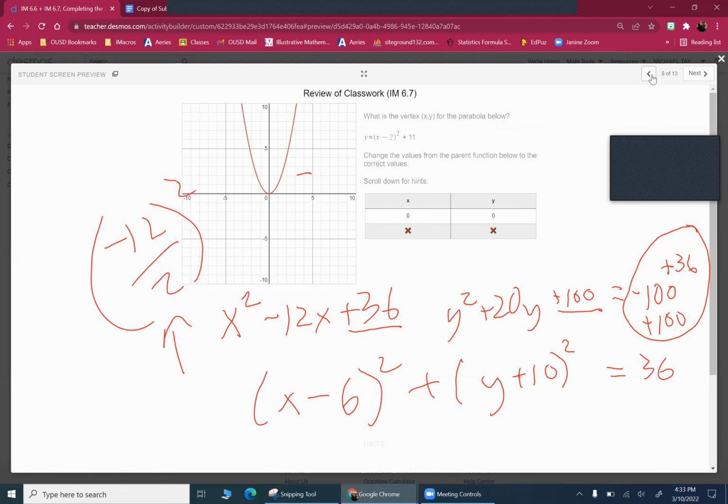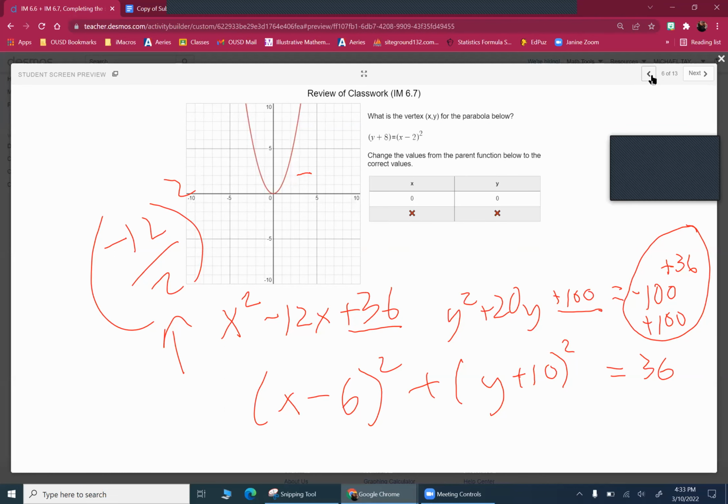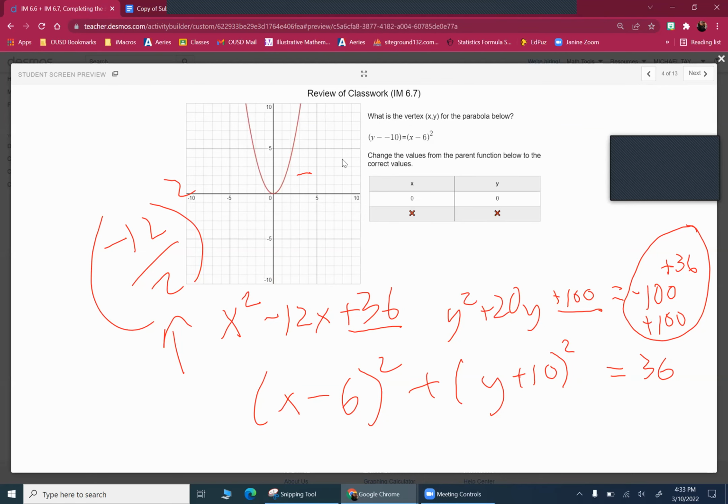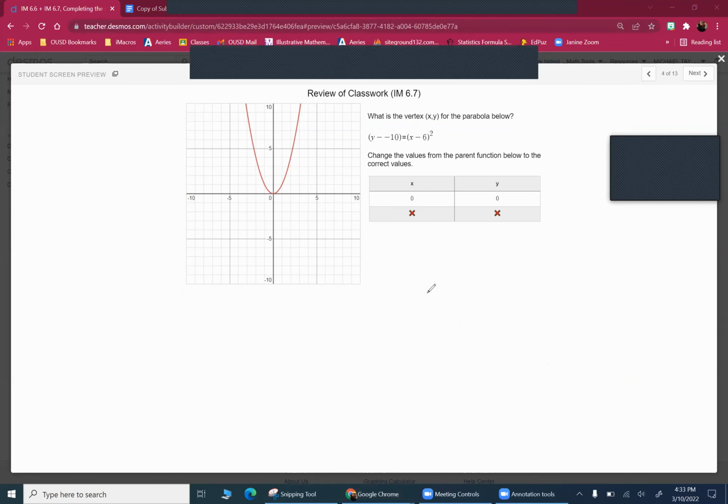Okay. So let's go back and talk about how this works with parabolas. It's kind of the same idea. And back on slide 4. Okay. So this is just a different shape. Let me clear out my annotations. All right. This is just a different shape.